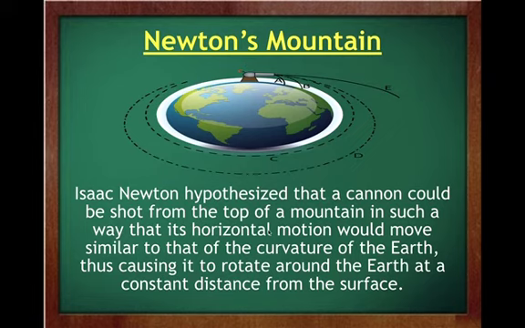So again, reading those notes there, if you could shoot a cannon off the top of a mountain in such a way that its horizontal motion would move similar to that of the curvature of the Earth, thus causing it to rotate around the Earth at a constant distance from the surface, right?